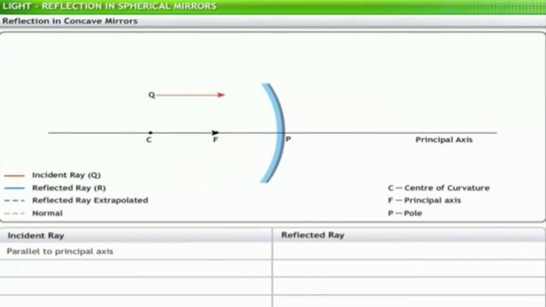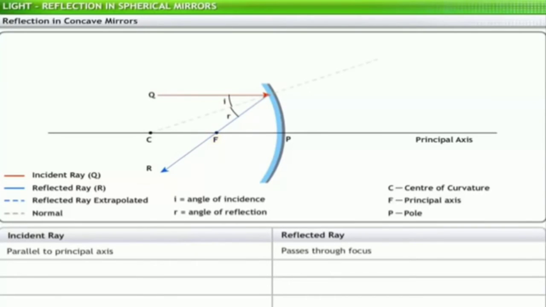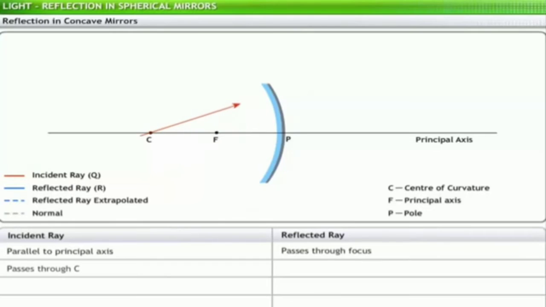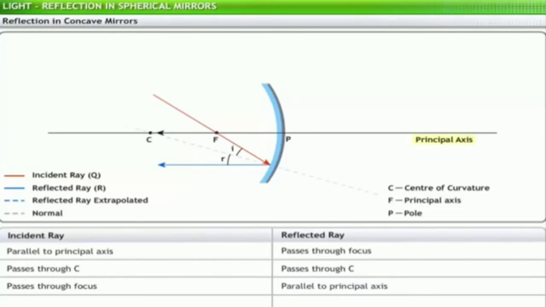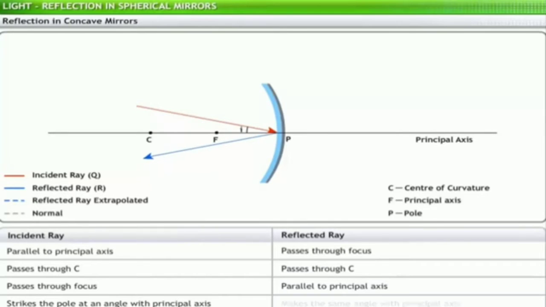If the incident ray is parallel to the principal axis, the reflected ray passes through the focus. If the incident ray passes through the center of curvature, the reflected ray retraces the path of the incident ray. If the incident ray passes through the principal focus, the reflected ray goes parallel to the principal axis. If the incident ray strikes the pole at an angle with the principal axis, the reflected ray also makes the same angle.